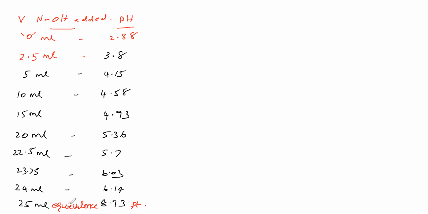The experiment says 8.73, which means basic medium, because we are considering the temperature to be 25 degrees Celsius. At 25 degrees Celsius, neutral means pH is 7. pH greater than 7 means basic medium. Here pH is 8.73. That means the resultant solution is not neutral. The resultant solution is basic. Why is the resultant solution basic? What is the reason? What happened here?